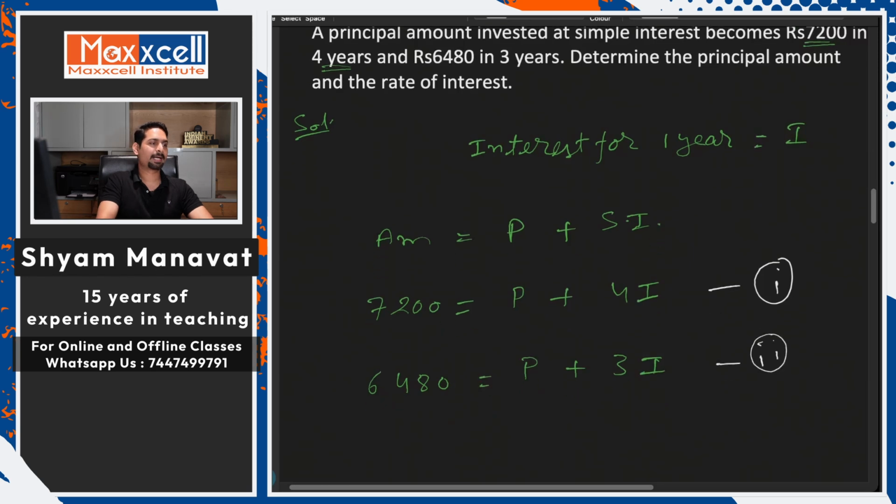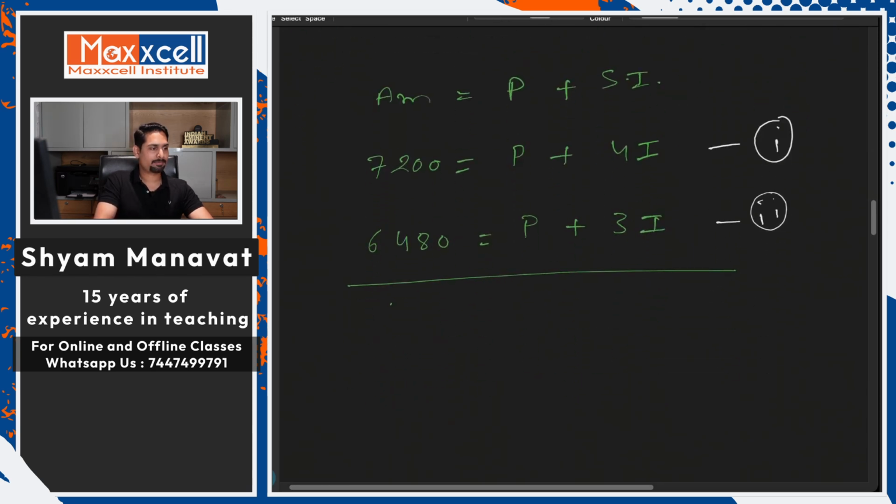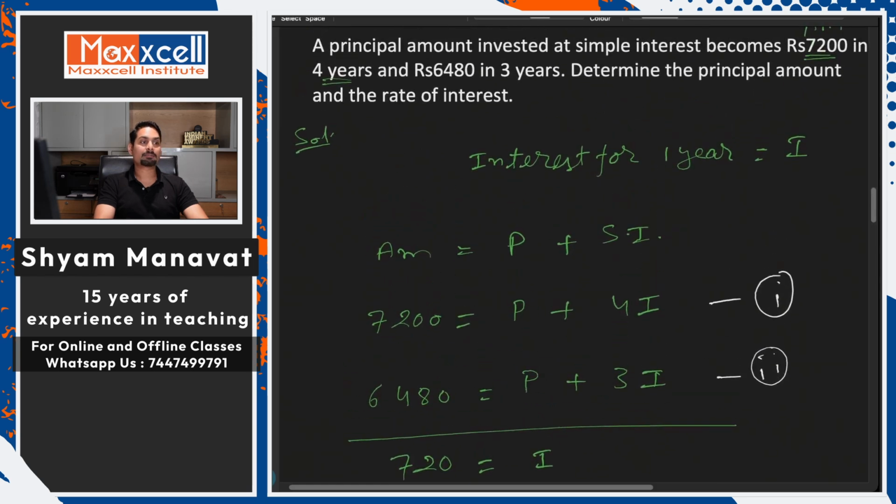Okay, and then if you subtract both, you will get 720. P and P will be cancelled. 4I minus 3I will be I, and that's how you got the value of variable I. That is 720. But that's not enough, that's not the answer. The question said determine the principal.